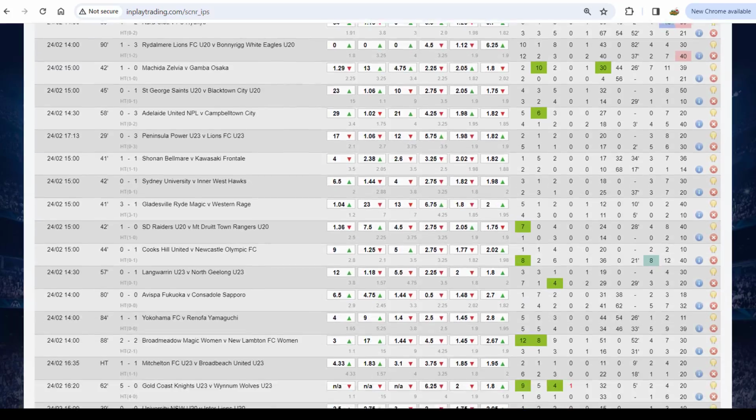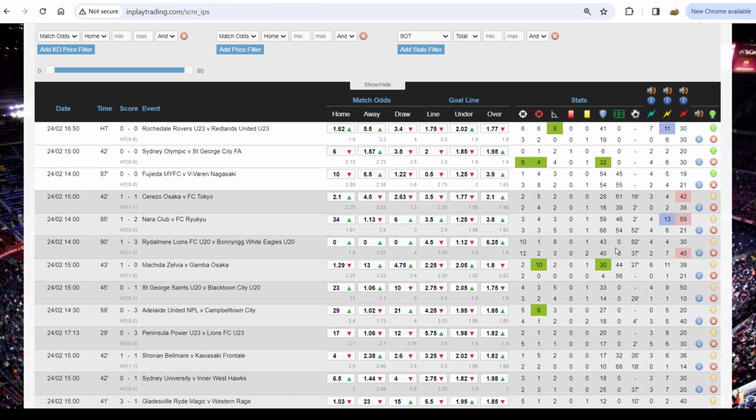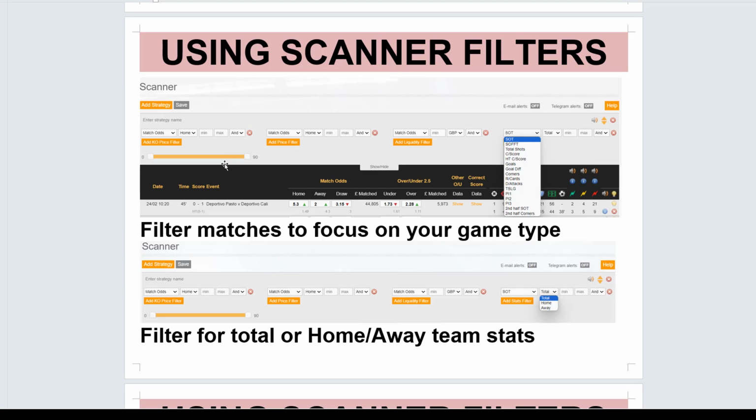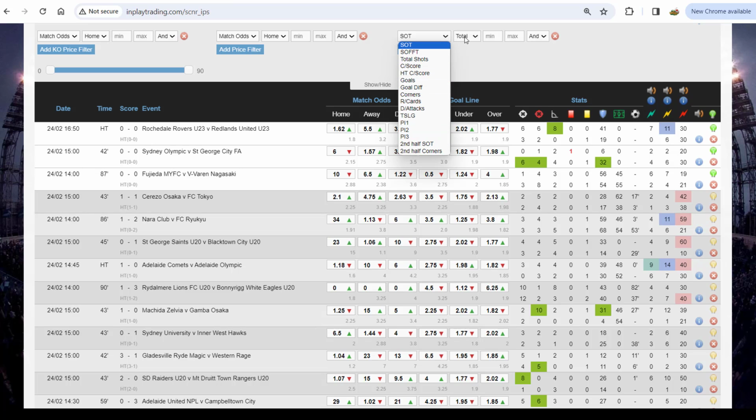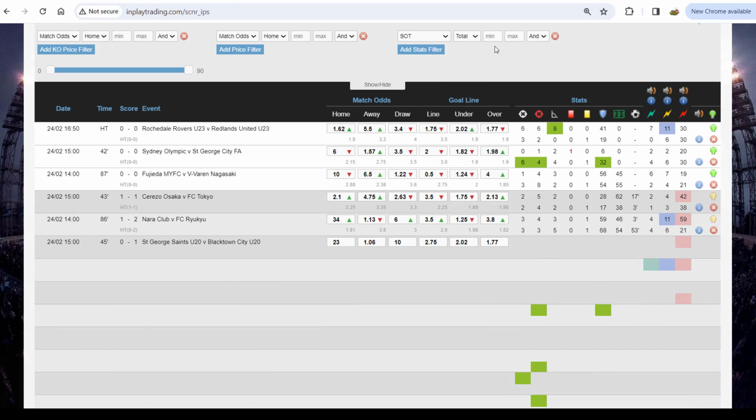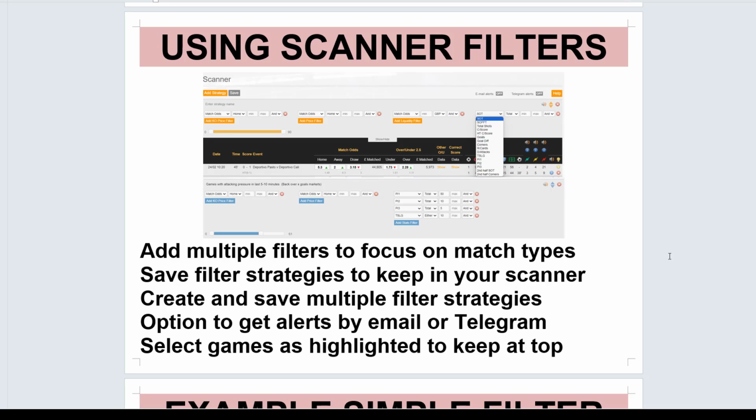On a busy Saturday, you'll end up with lots and lots of games here all at the same time, and that can become a little bit overwhelming. So they do actually have filters that you can use to cut out matches so that you just see the matches you want to bet on, or the type of games that you're interested in. And you can filter them by all the different statistics that they have. And you can filter it for just the home or away team, or both teams together, and you can make those rules any or all rules. You can add multiple filters to focus on your match types.